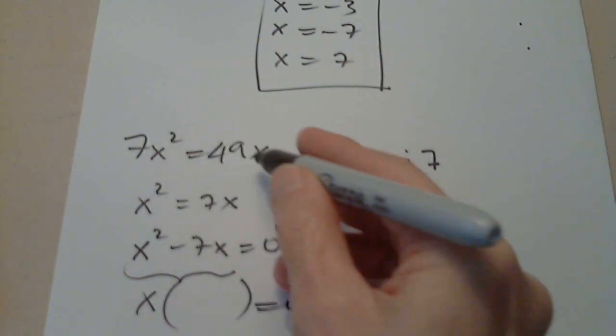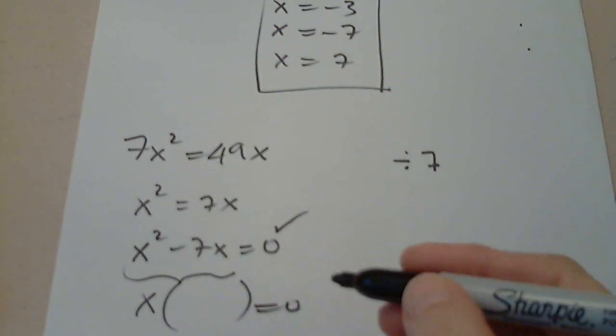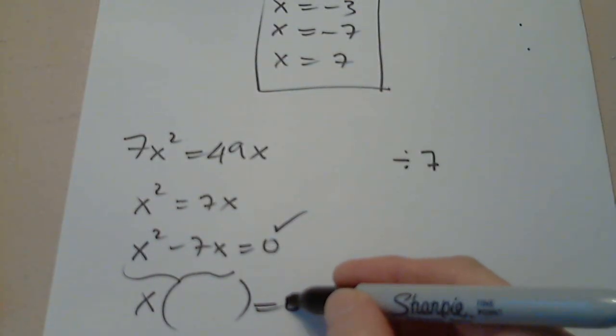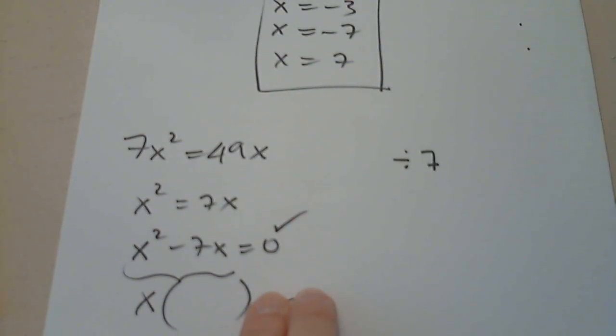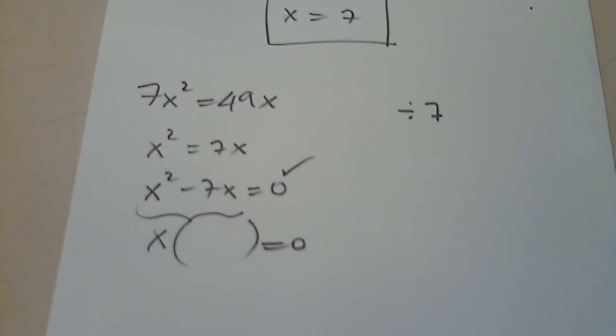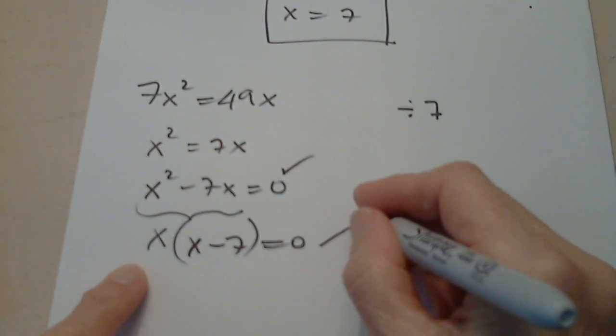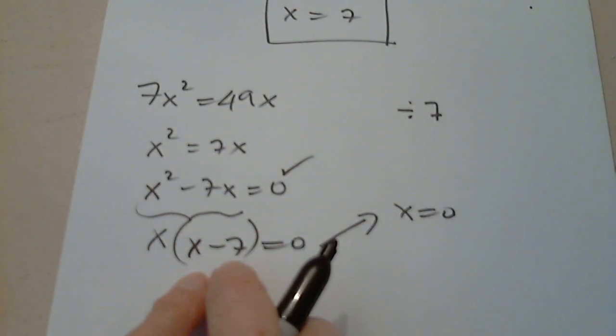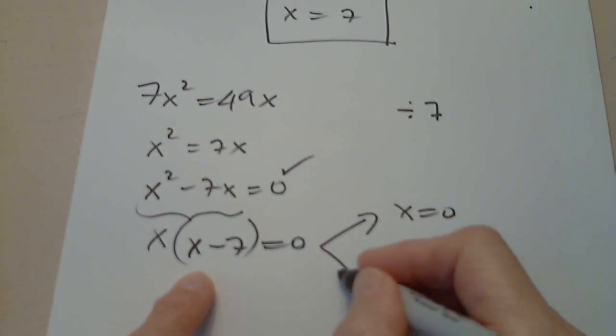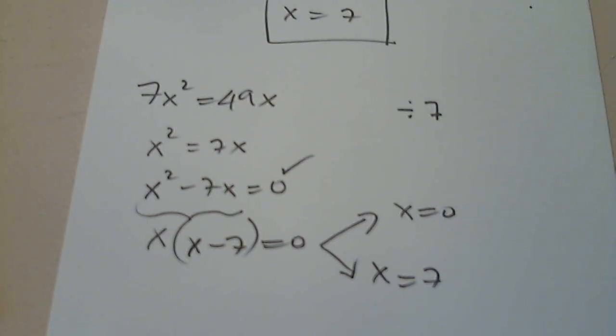Notice that if you do not write everything on one line and you miss this equal symbol and 0, you're going to change this equation into an expression and you're not going to find solutions. So what is left in parentheses? X minus 7. Very good. So when the first factor is 0, I get x equals 0. When the second factor is 0, I get x equals 7. And these are the solutions, 0 and 7.